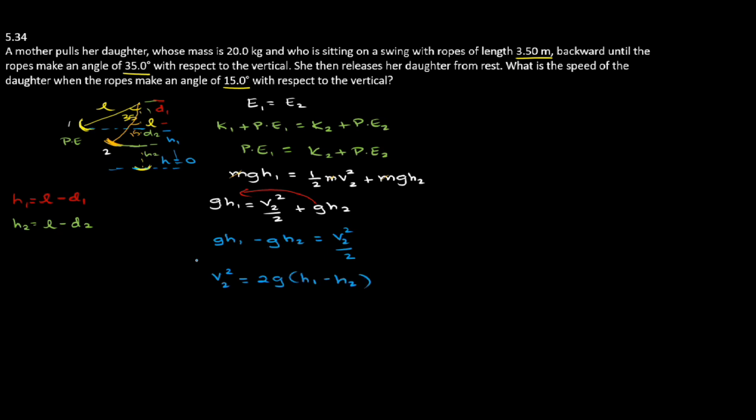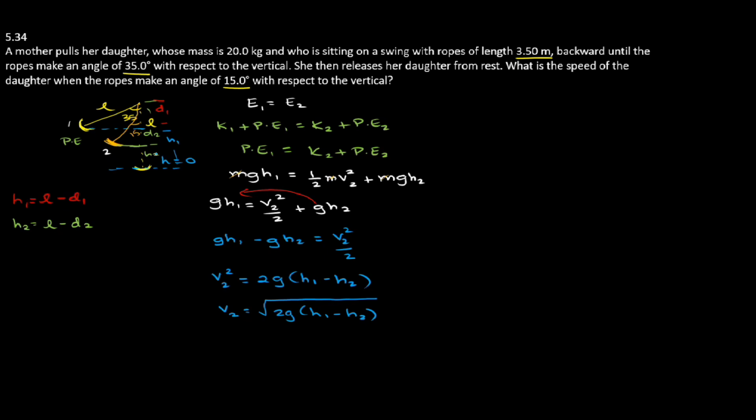I took g common because it's with both the terms. Now take the square root to find the expression for velocity. So it becomes square root of 2g(h1 minus h2). So if I can find h1 and h2, I can find the speed of the daughter at point 2. We already know how to find h1 and h2.